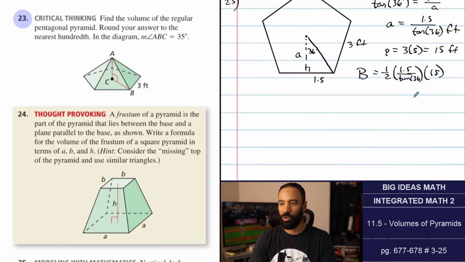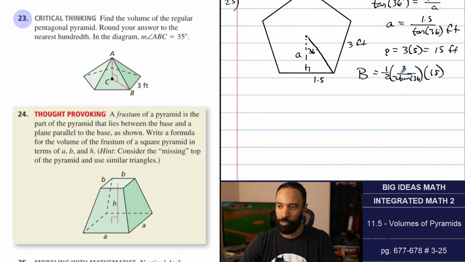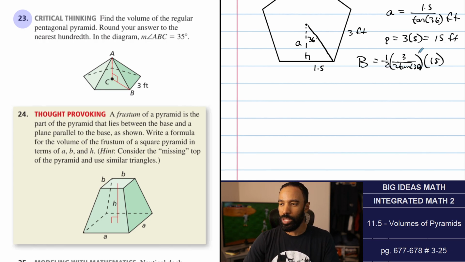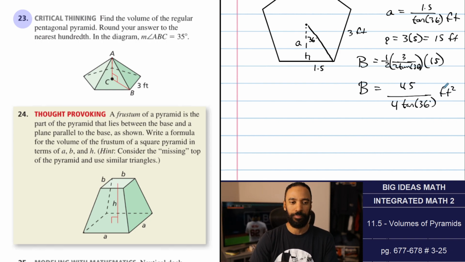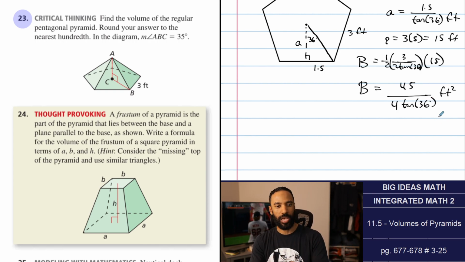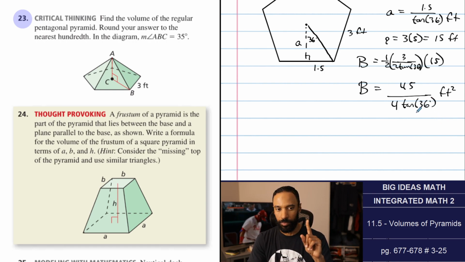Let's do what we can with these though, shall we? I'm going to turn 1.5 into 3 halves. 1.5 is going to be 3 halves. Let's only work with fractions for now. So 3 times 15 goes on top and you get 45. I have 45 over, and 2 times 2 is down bottom, 4 times tangent of 36 degrees. Here's an exact area of base in square feet. We're going to do 1/3 area of base times height, but we still have to find the height.